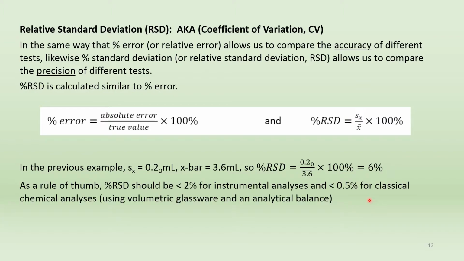Now here's an important rule of thumb to keep in mind as you work in the lab. The percent RSD for replicate analysis should be less than 2% for instrumental analysis. Should be less than 0.5% for classical chemical analysis using volumetric glassware and the analytical balance. A good rule of thumb to keep in mind.